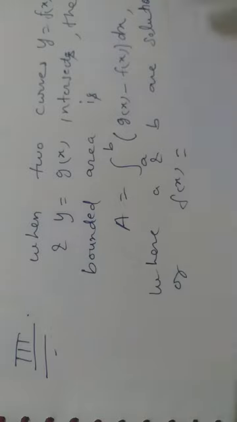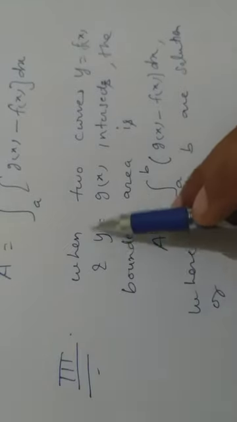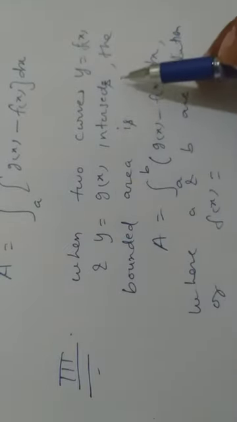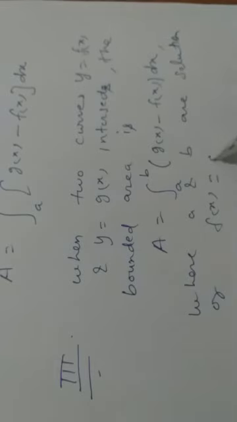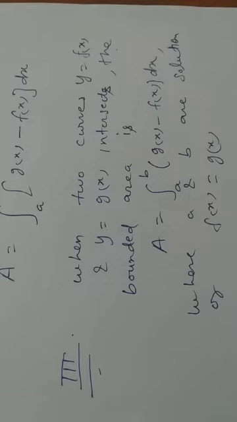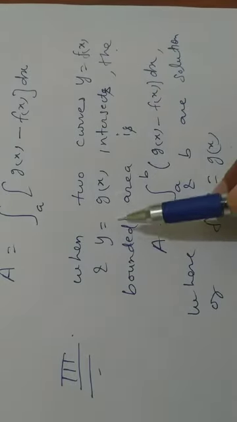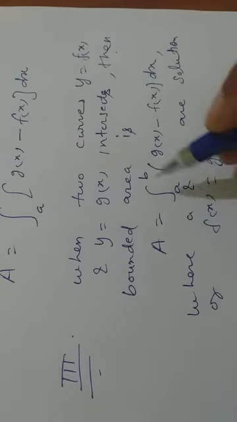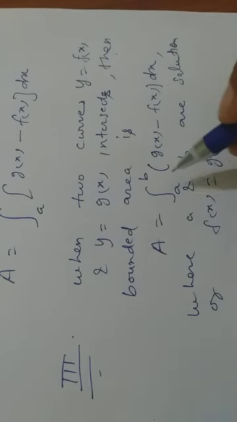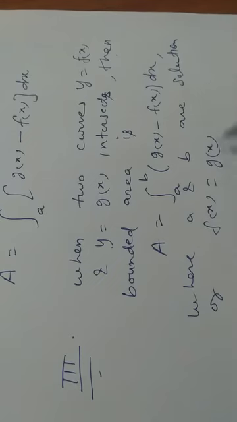Dear students, when two curves y equal to f(x) and y equal to g(x) intersect, then the bounded area is A equal to the integral from a to b of (g(x) minus f(x)) dx, where a and b are solutions of f(x) equal to g(x). What does it mean?